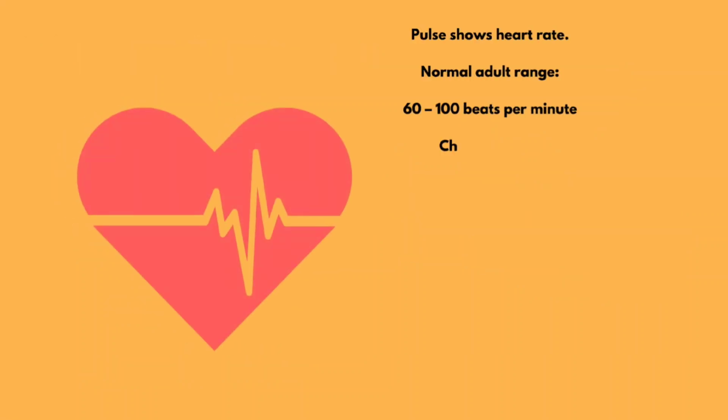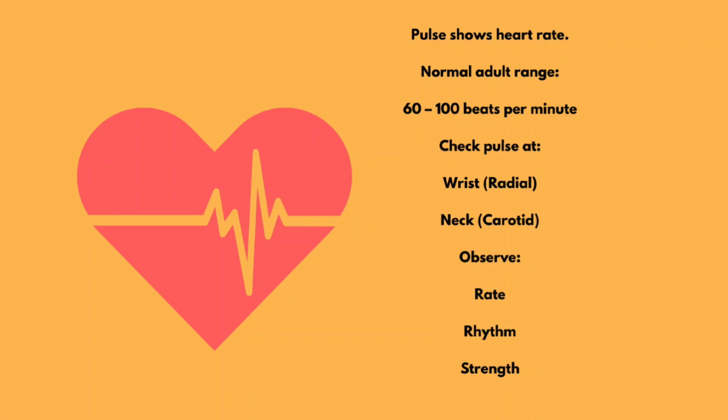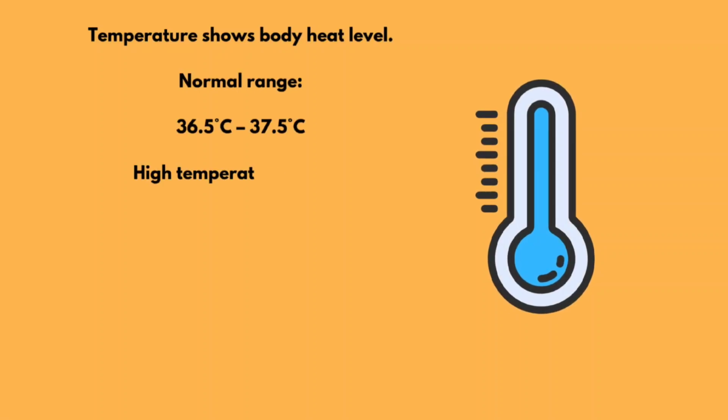Next, what is pulse rate? Pulse shows heart rate. What is the normal value of pulse rate or heartbeat? 60 to 100 beats per minute is the normal value for an adult. Check the pulse at the wrist or radial artery, or the neck or carotid artery. Mostly we use the radial artery and carotid artery to check pulse rate or heart rate, to observe rate, rhythm and strength.